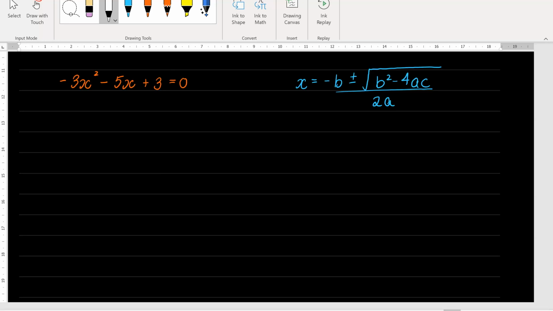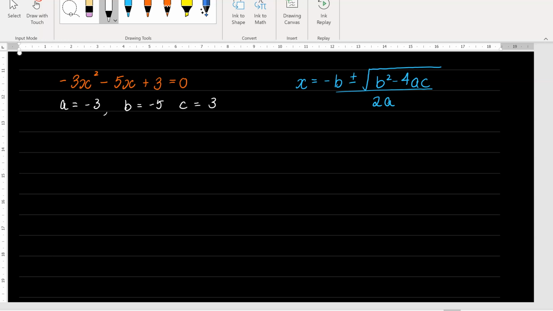So I've got this one. How about you do this in your books? Write this down. You can stop the video, pop it down, and as you write this, can you also write down your values for a, b, and c? So stop that video. Hopefully you've done that. And you established that a was -3, b was -5, and c was 3.